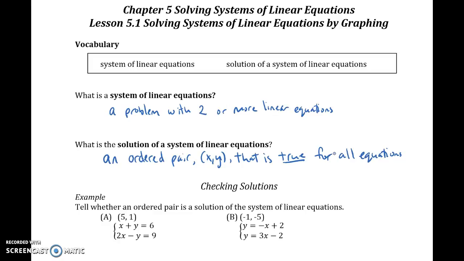So if you imagine drawing, for example, two lines, this red one and this light blue one, the point where they meet, that is the solution. So it's the point of intersection.